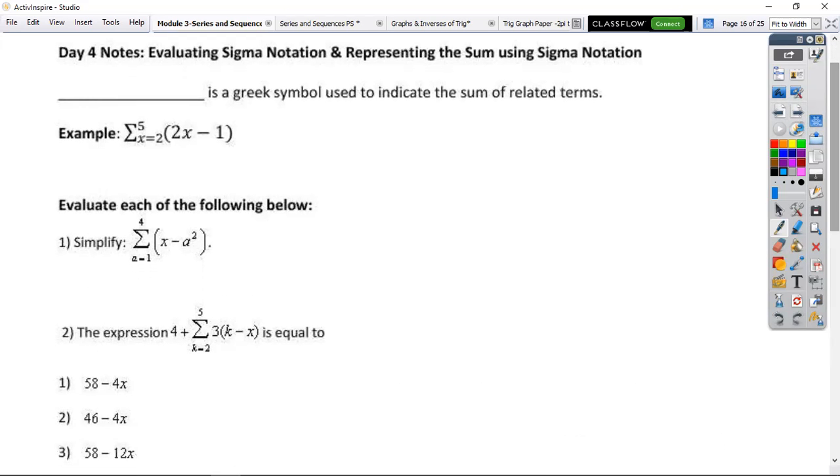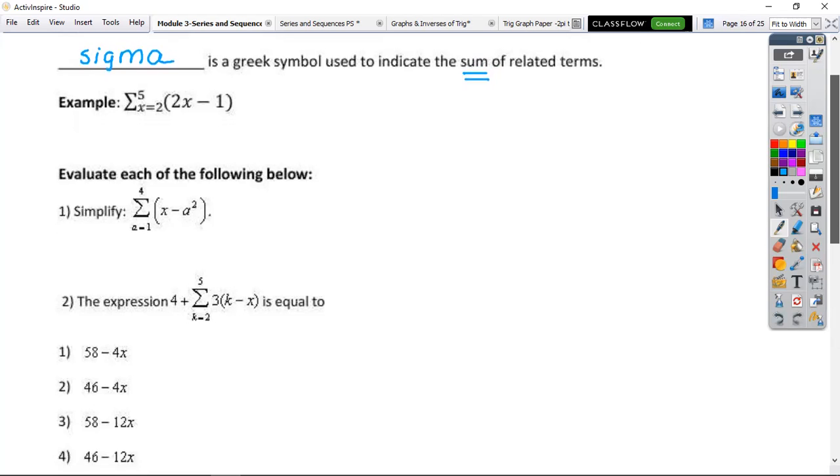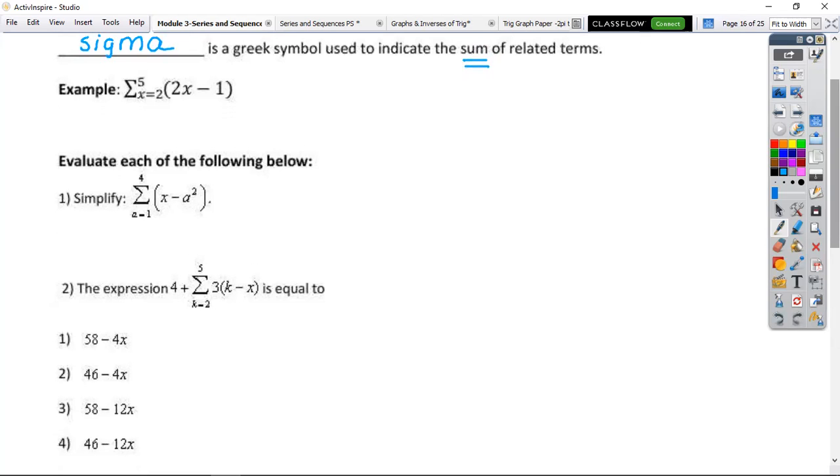All right, so your first one here. Sigma is a Greek symbol that represents your sum. This is sigma. And again, it is used to indicate the sum of your related terms. So what you're going to do is practice evaluating these. So number one says to simplify.